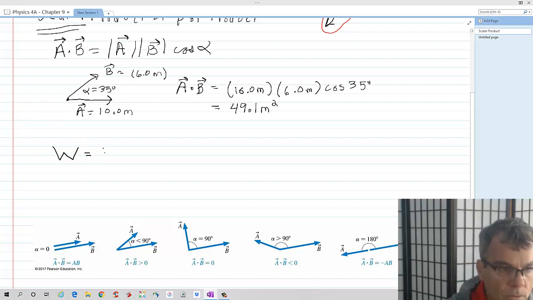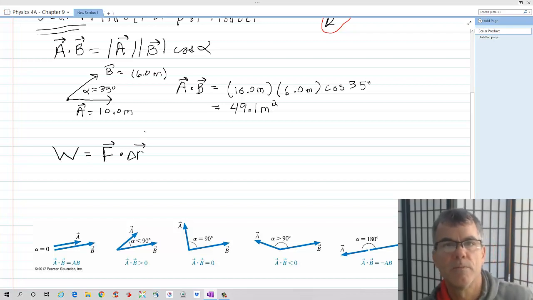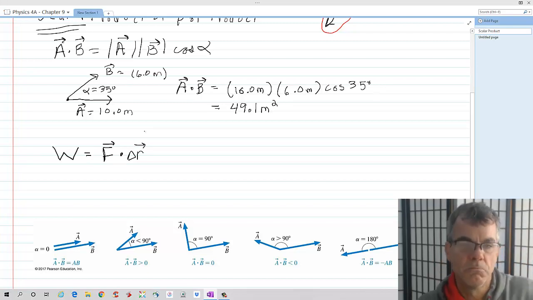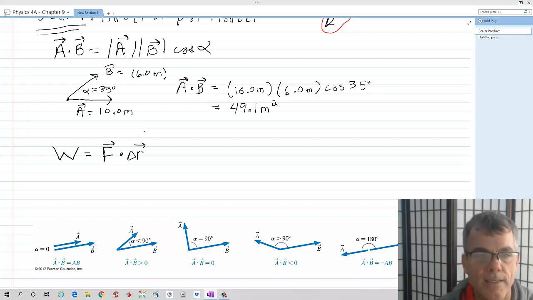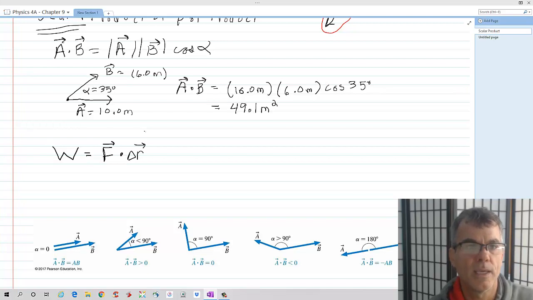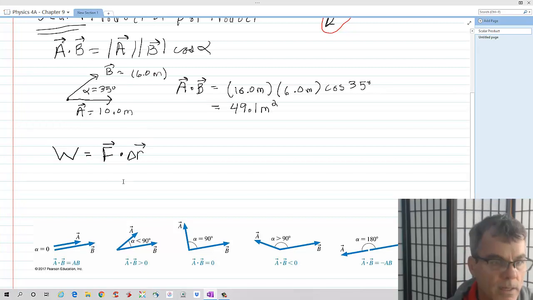So a little preview, the reason we're going to care about all this is because work ends up being the dot product of the force on an object times the displacement over which the object travels while that force is being acted upon it. So, a little preview, that's why we care about the scalar product.